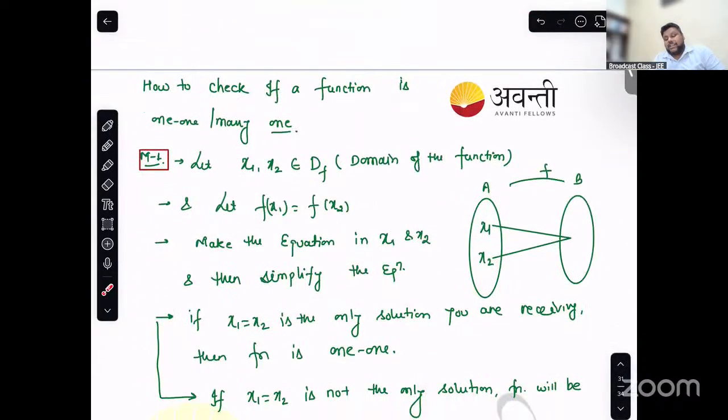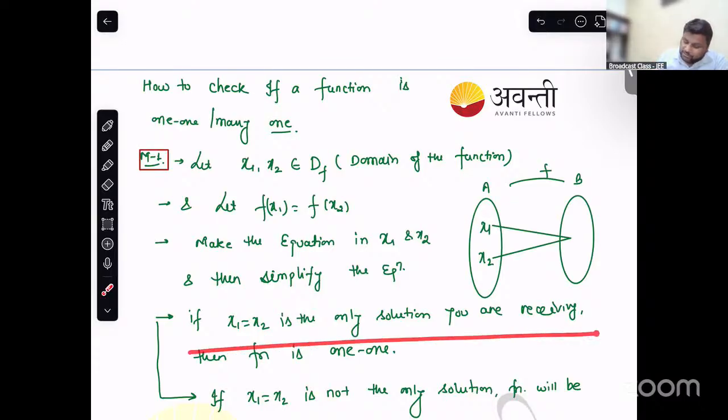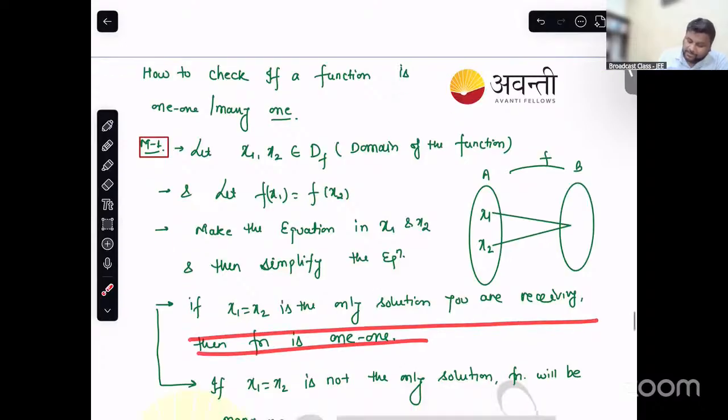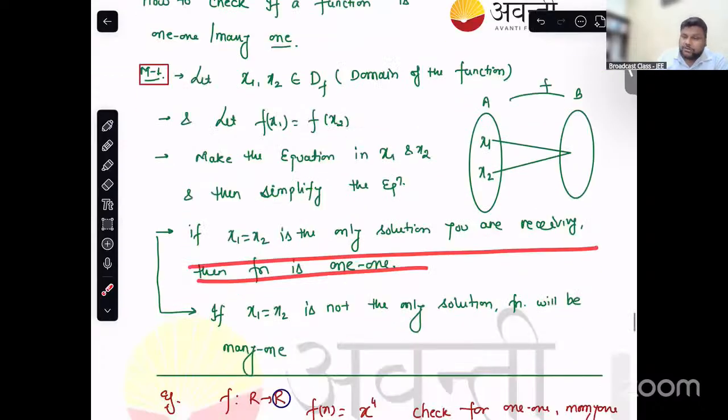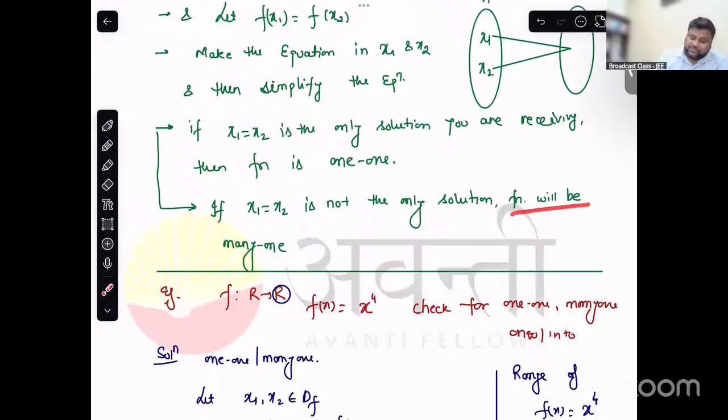Now, how to check if function is a 1-1 or many-one mapping? I told you three methods. I'm just quickly recalling. Let us assume x1, x2 belongs to domain of the function and they have the same image, means f(x1) equals f(x2). Now get f(x1), get f(x2), equate them and solve for x1, x2. Now, if x1 equals x2 is the only solution you are receiving, function is 1-1. If x1 equals x2 is not the only solution, function will be many-one. Means you are receiving more solutions also.